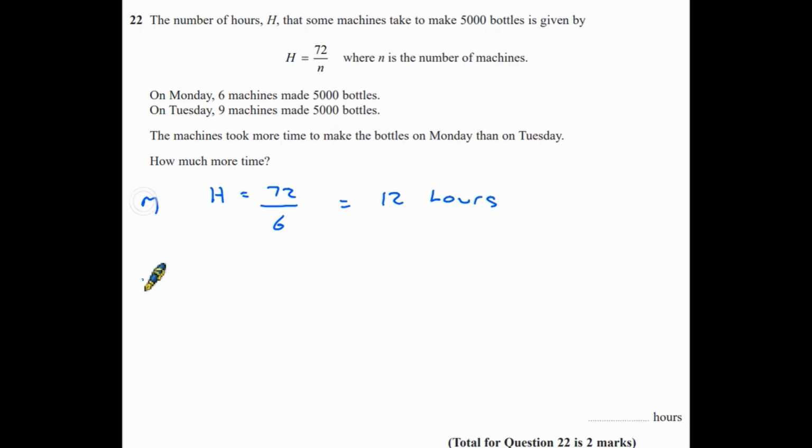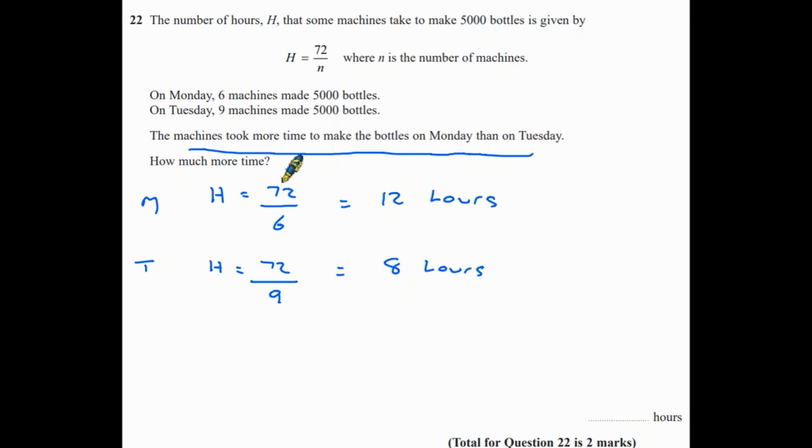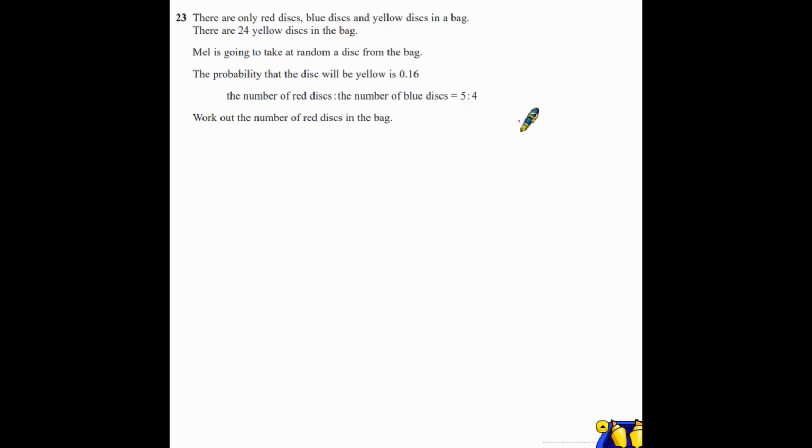On Tuesday, the number of hours was 72 divided by 9 machines. So 72 divided by 9 is 8, because 9 eights are 72. So Monday it took 12 hours. Tuesday, because there were more machines, it took 8 hours. And it says here, the machines took more time to make the bottles on Monday than Tuesday. How much more time? 12 minus 8. 4 hours more.